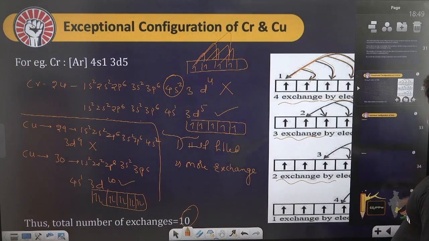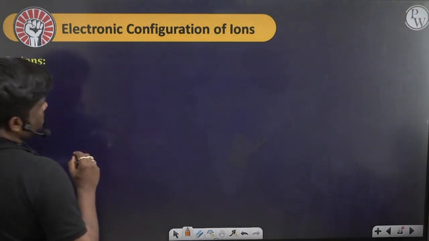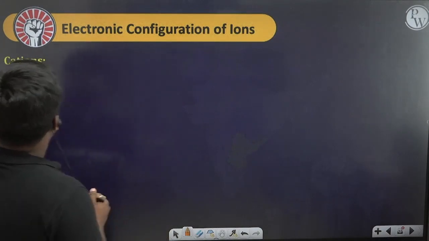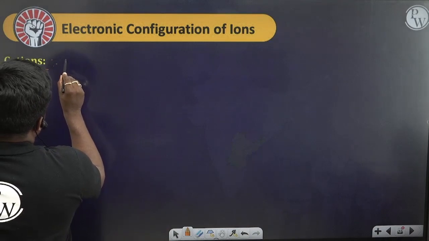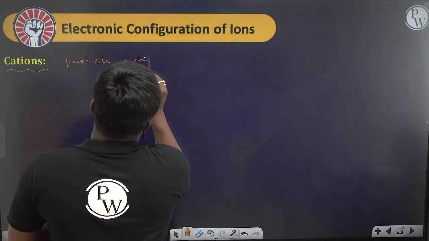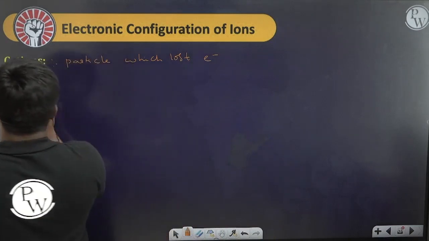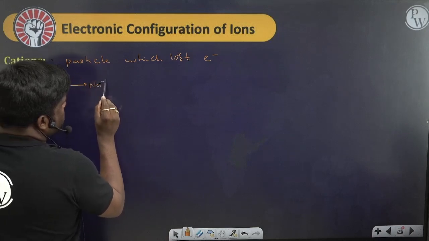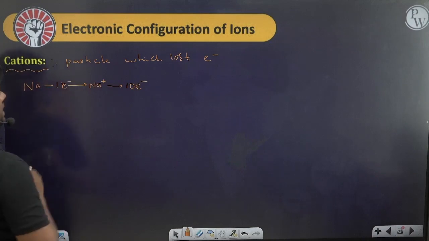And electronic configuration of ions. Ions means what? A neutral atom has not lost or gained electrons. But ions are of two types. Cations are particles which lost electrons. For example, sodium. Sodium atomic number is 11 and Na plus has atomic number 11 but how many electrons? 10 electrons. Sodium has 11 electrons.